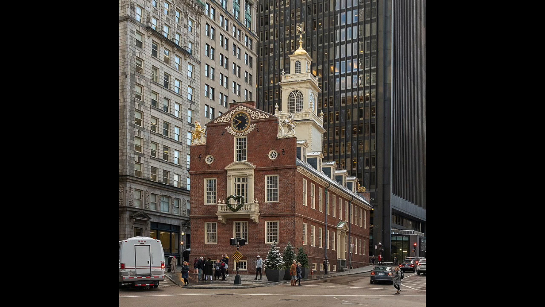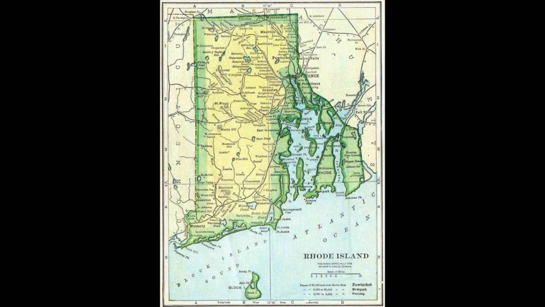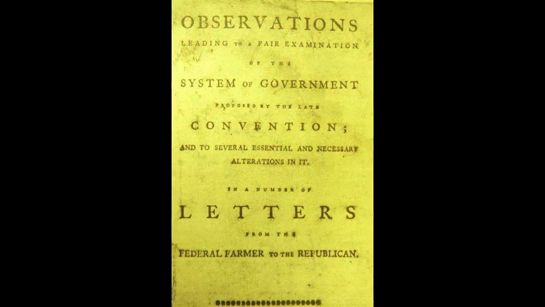Here's the old State House in Boston. And it was here that the idea of a Bill of Rights came up, that somehow you needed some more specific wording about the rights of the states and the rights of the people. Now, up in Rhode Island, absolutely against the new Constitution. In fact, Rhode Island didn't even send people to the Constitutional Convention. So that's going to be a real burr under the saddle.